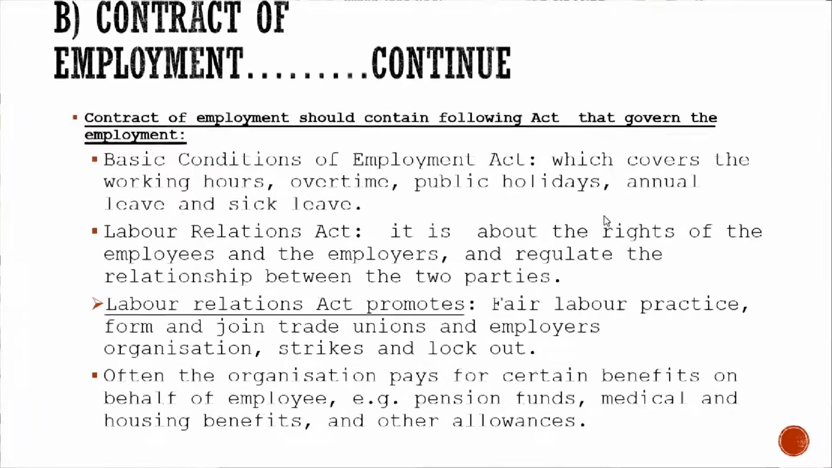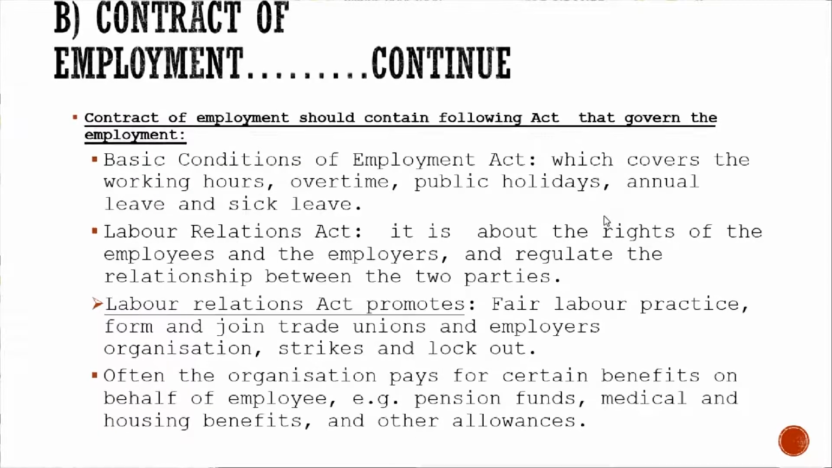Okay, this is the continuation of the contract of employment. The contract of employment should contain the following acts that govern employment. Number 1 is the Basic Conditions of Employment Act, which covers the working hours, overtime, public holidays, annual leave, and sick leave. We move on to Act number 2, which is the Labour Relations Act. It is about the rights of the employees and the employer and regulates the relationship between the two parties.